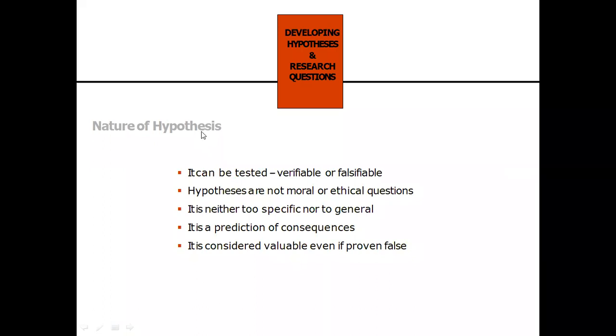So what I have just said is that we discussed the properties of a hypothesis in the last class. First property is that it can be tested. This means it is verifiable or falsifiable, meaning it may be proven true or proven false. But it should be tested, whatever the outcome. Second, it is not a moral or ethical question. Then it is neither too specific nor too general. It is a prediction of consequences. It is considered valuable even if proven false.